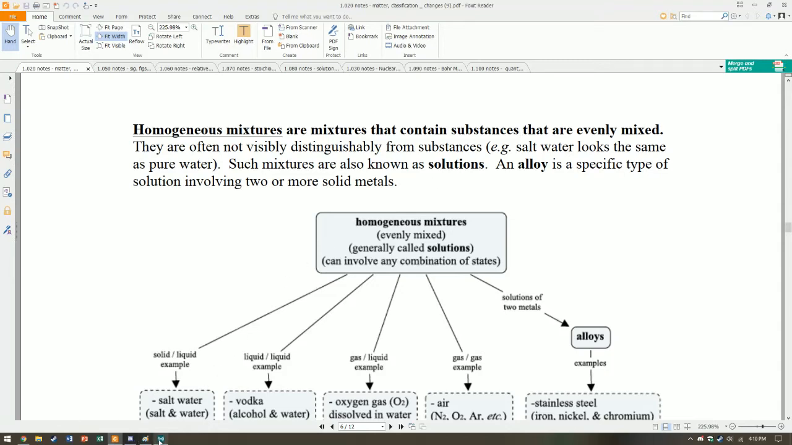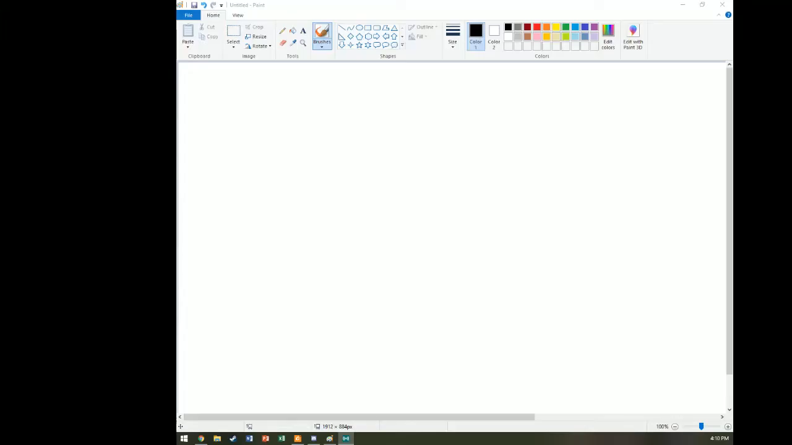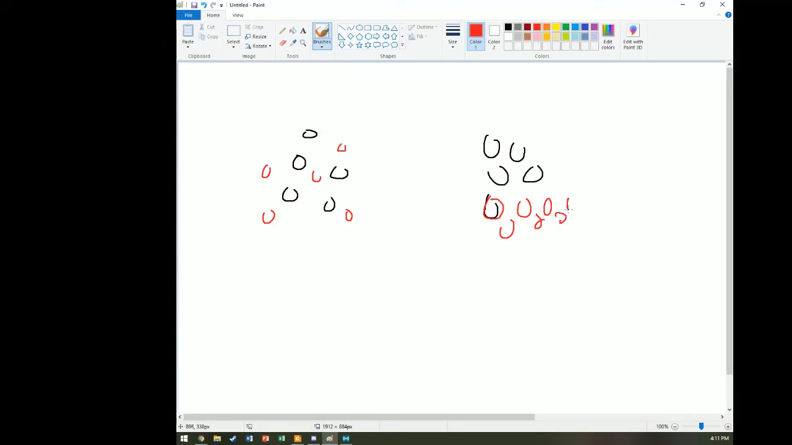Here, well, again, I will grab a sheet of paper, also known as paint, and I'll draw that out for you. So here, if we had like, I would say that's evenly mixed, whereas unevenly mixed is like, oh damn it, like that.